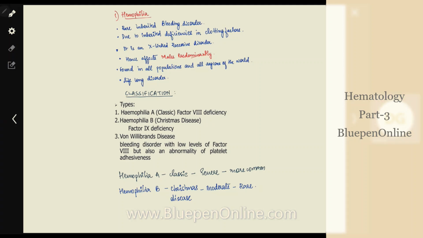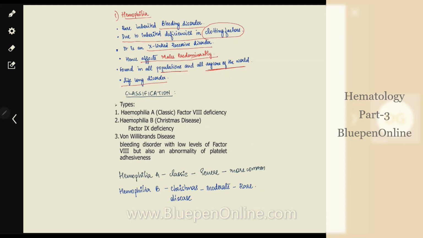Now, what is hemophilia? Hemophilia is a rare inherited bleeding disorder due to inherited deficiencies in clotting factors. It is an X-linked recessive disorder, hence predominantly affects males. It is found in all populations and all regions of the world. It is a lifelong disorder. How do we classify hemophilia?